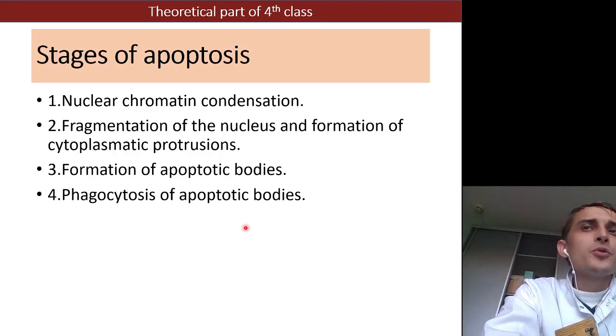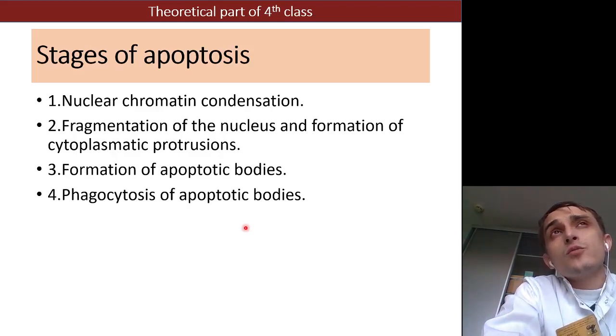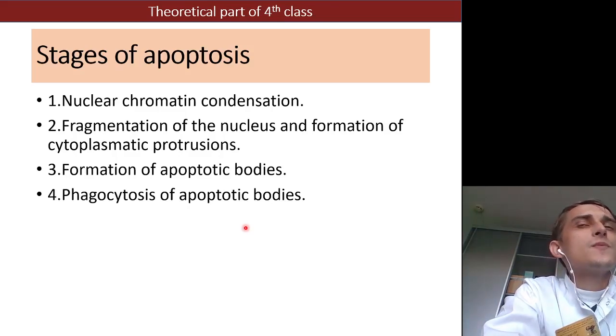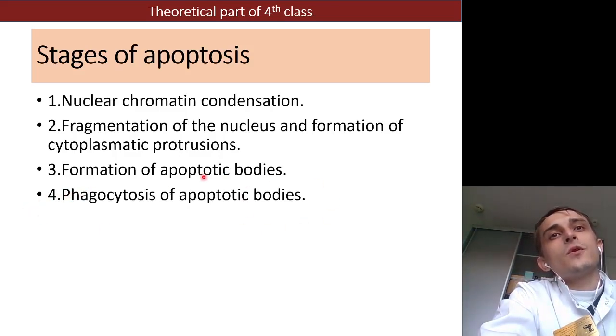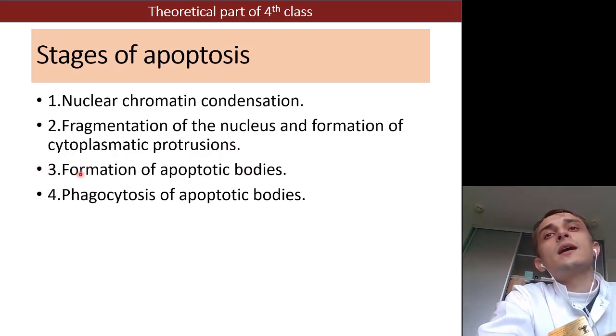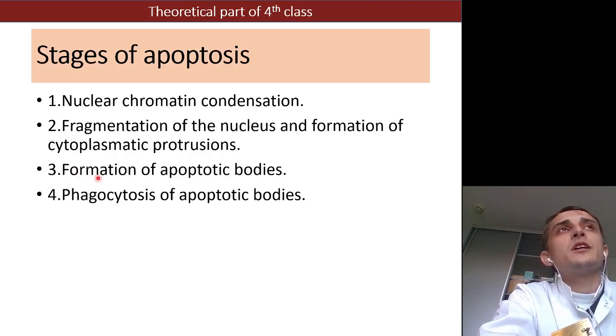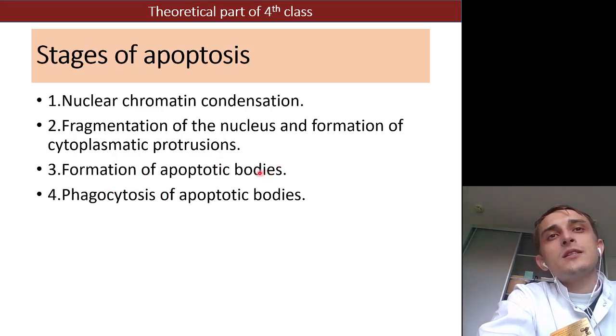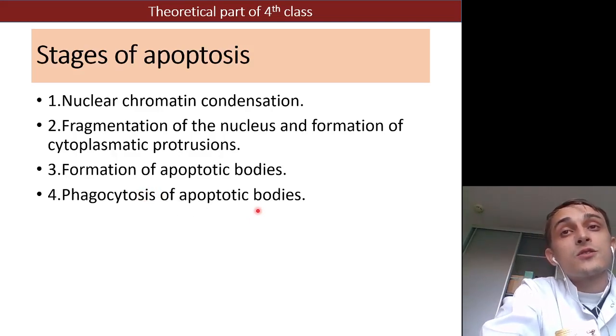The stages of apoptosis are associated with the same changes which we may see in necrosis, but the difference is in the fourth stage. So the first stage is chromatin condensation, fragmentation of nucleus, formation of apoptotic bodies. So it is the first difference. In case of necrosis, we will see autolysis, but here we will see formation of apoptotic bodies. And apoptotic bodies are fragments of cytoplasm without inflammatory activity. And these apoptotic bodies may be phagocytosed by neighbor cells and phagocytes also.